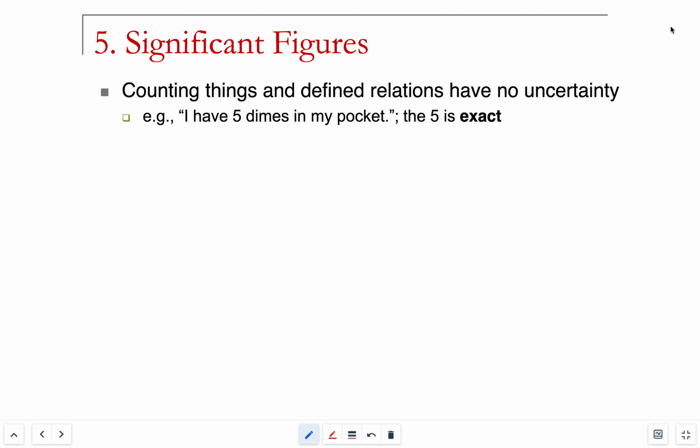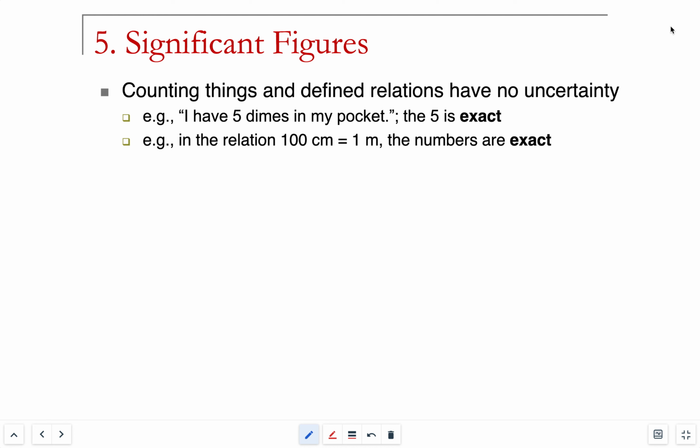If you have something that you can count that's a small number that everybody could agree on, for example, if you had 5 dimes in your pocket, you pull them out, it's easy to count, anybody looking at it would agree with you, then there's no uncertainty in the number of dimes in your pocket. So it's true for anything that you can count very easily.